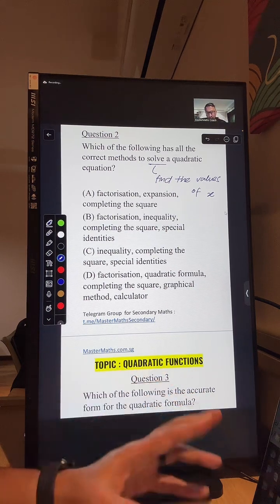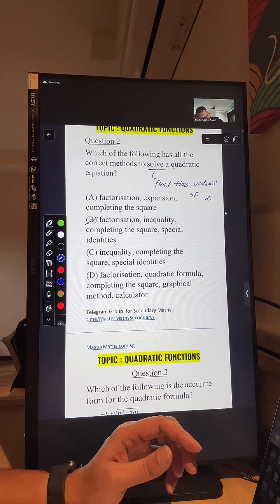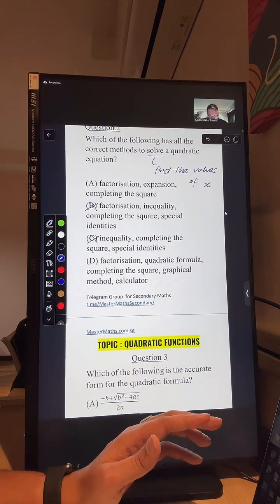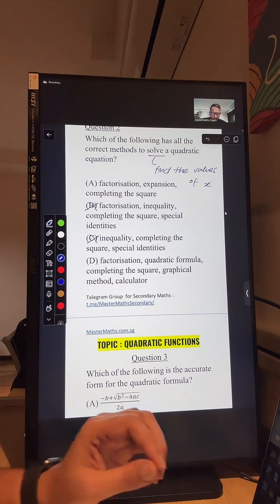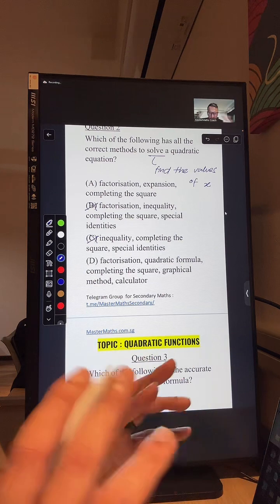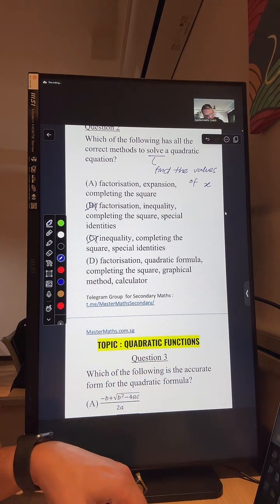Today we're talking about quadratic functions, quadratic equations. So inequality is out. So this one I'm going to cancel. Okay, see again, I see the word inequality. Again, I'm going to cancel. Special identities. Okay, special identities is a slightly different topic, also within algebra, but not exactly what we need for solving the quadratic equation.